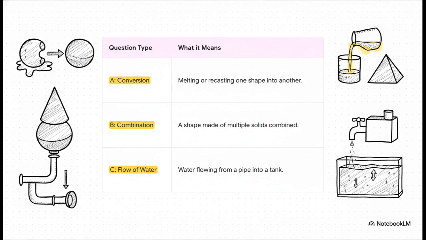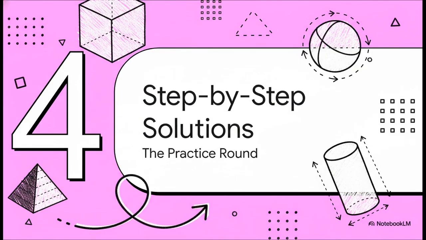Then there's type B, combination. Think of a toy, like a cone plopped on top of a hemisphere. And finally, type C, flow of water. You know, the classic pipe filling up a tank problem. If you can just learn to spot which of these 3 types you're looking at, you are literally halfway to the answer. Okay, theory is one thing, but let's actually put this stuff into practice. We're going to walk through one of each type, step by step, showing you exactly how to write your solution to get every single mark.